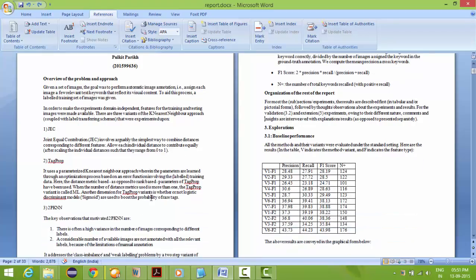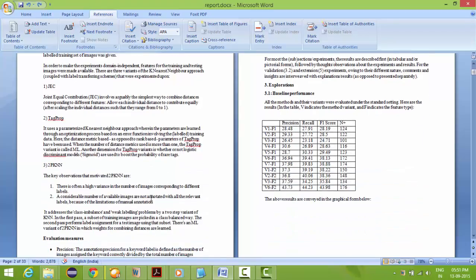In 2PKNN, the idea is to use a two-pass approach so as to address the following two problems. One, class imbalance, which refers to the fact that there is often a high variance in the number of images corresponding to different labels. The other is weak labeling, meaning that a considerable number of available images are not annotated with all the relevant labels because of the limitations of manual annotation.